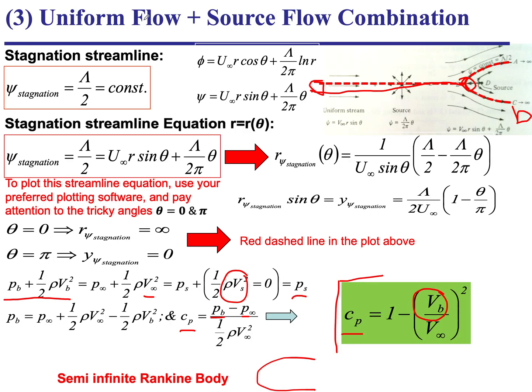We added to a uniform flow a source flow, and now let's add a sink flow right here. What that will do is bring the streamlines right over here. It will close this body. Instead of being semi-infinite, it's actually going to be a finite body. So uniform, source, and sink together.